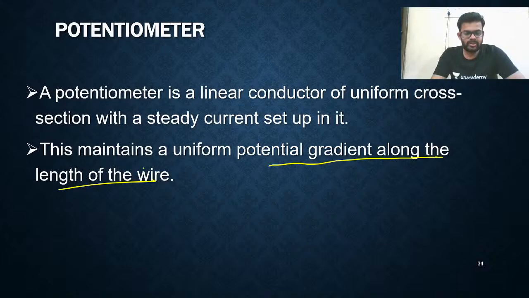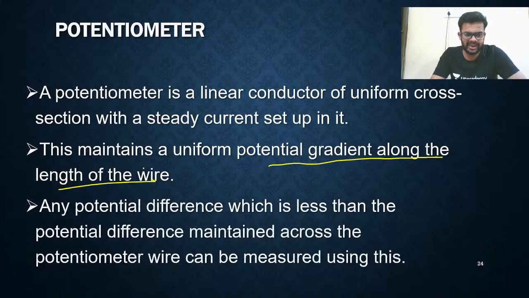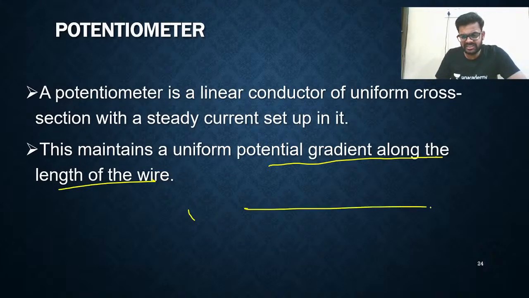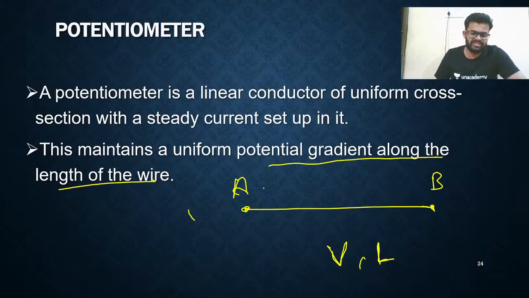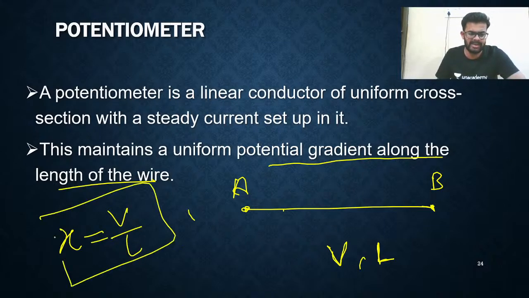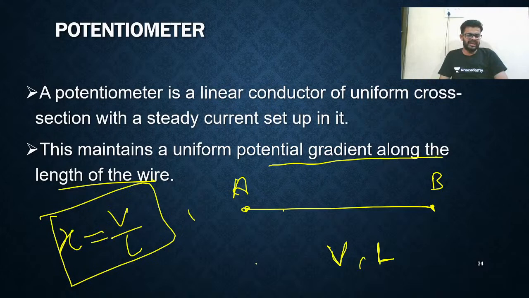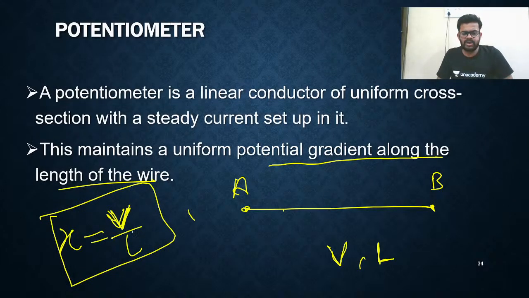Yes. So, my dear, let us talk about maintaining a uniform potential gradient along the length of the wire. It means this entire wire AB. Potential difference across this wire is, let's say, V, and the length of this wire is L. Now I'll find the potential gradient. Let's say X is the potential gradient, voltage per unit length, voltage divided by length. This is called potential gradient. Now, how do we find the potential difference across AB?